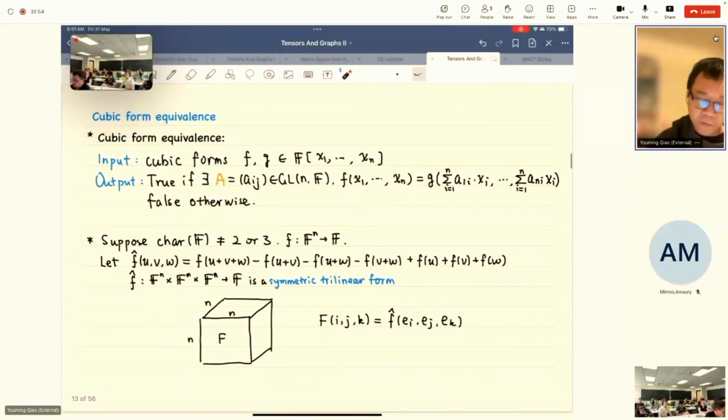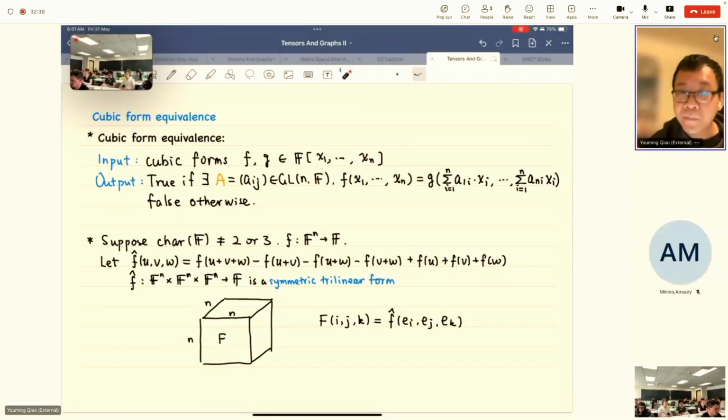Okay, and from cubic forms, we can also build some tensors. This is done by going from cubic forms to the so-called symmetric trilinear forms. And here we impose that the characteristic of the underlying field is not 2 or 3. And then you can view F, as a cubic form, as a map from F^n to F, right? If you assign these x_i's with values, it's essentially a function from F^n to F.